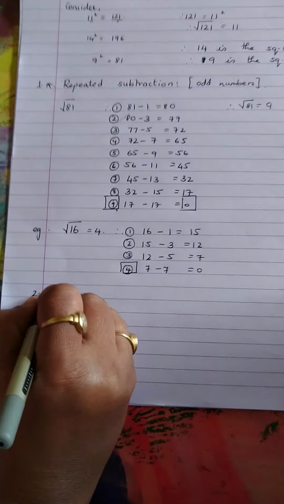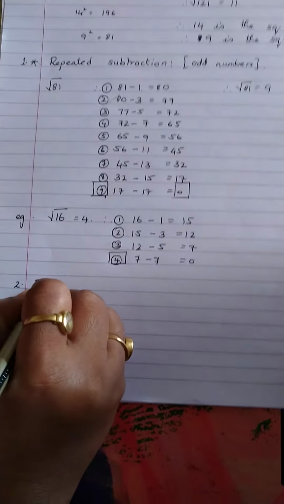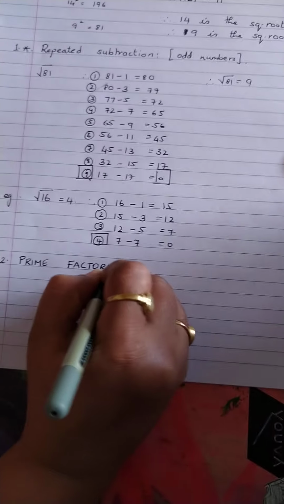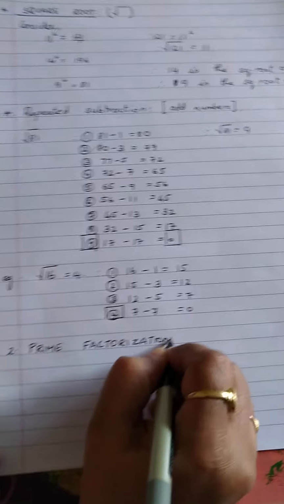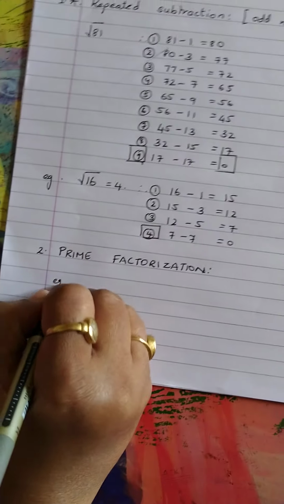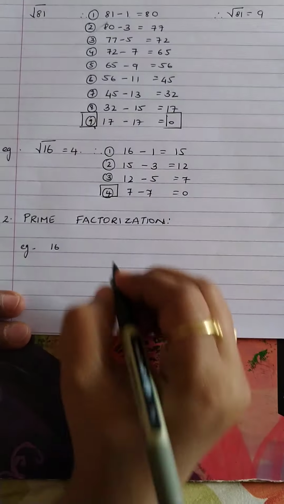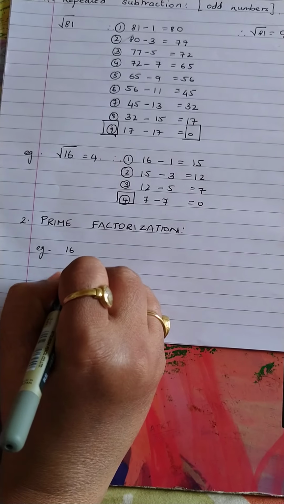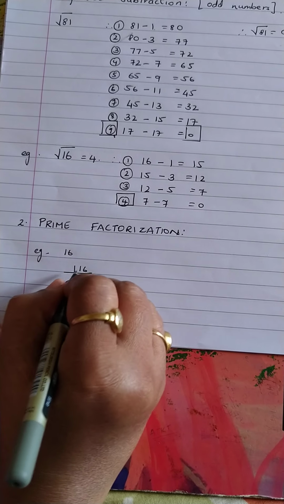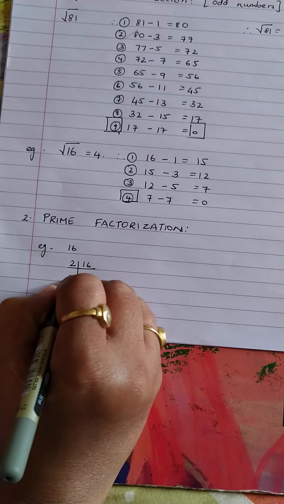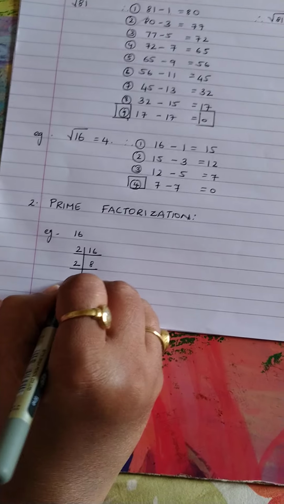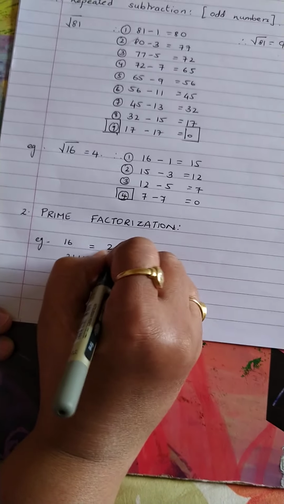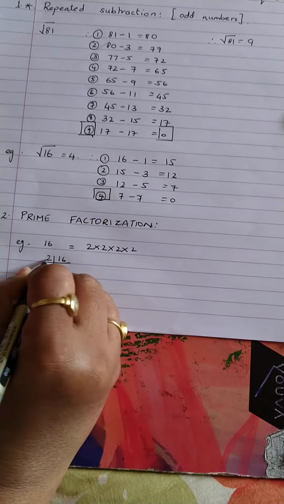The second method that we are going to learn is prime factorization. Now, we all know how to do the prime factorization of a given number. Let's see, the example is 16 again. Let me write 16 over here and find out its factors. 2 8s are 16, 2 4s are 8, 2 2s are 4 and 2 1s are 2. That means I've written 16 as 2 into 2 into 2 into 2. There are 1, 2, 3, 4.